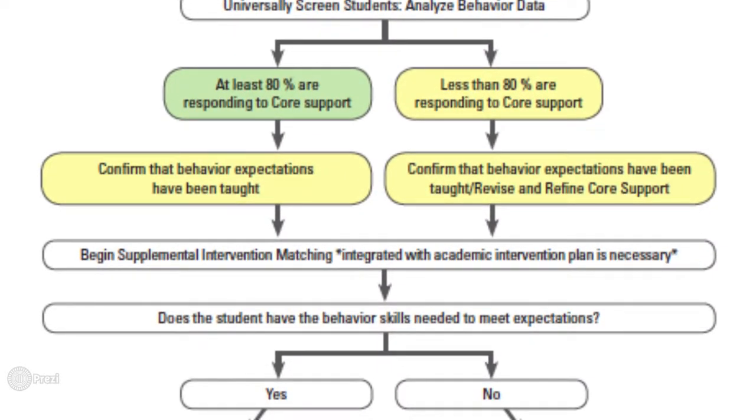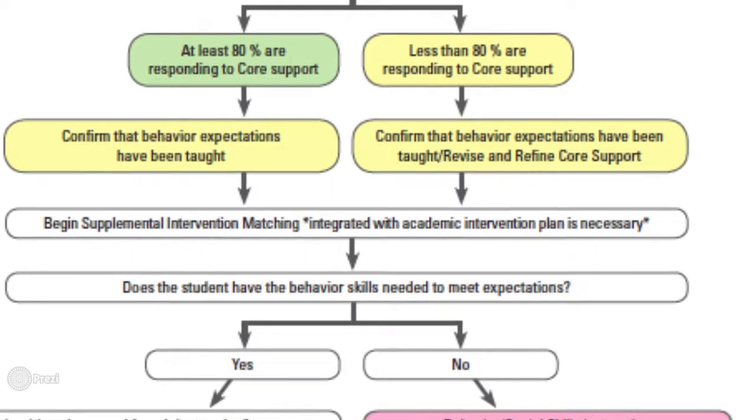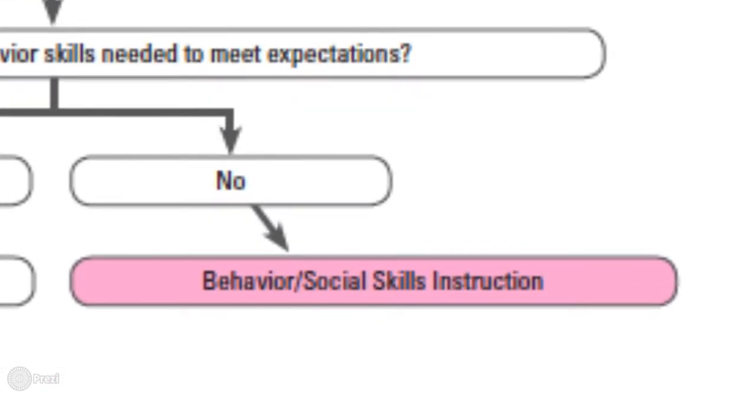So when we think about matching students with some sort of supplemental intervention in the area of behavior, this flowchart really is matching the students with the right intervention and doing a cursory sort of function of the behavior. So the first question we want to ask is, does the student have the behavior skills needed to meet the expectations that we've set forth? And if the answer is no, then we want to include that standard protocol or that standard intervention of actually teaching the behavior or teaching some social skills instruction.